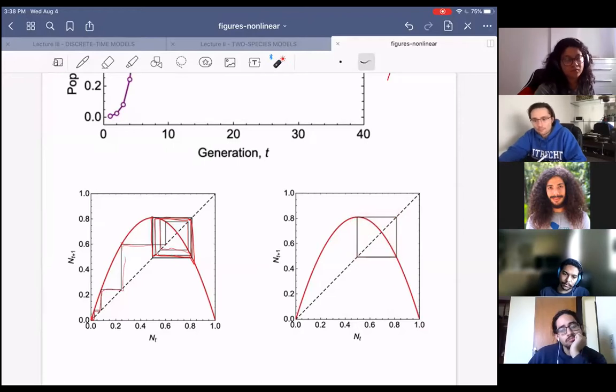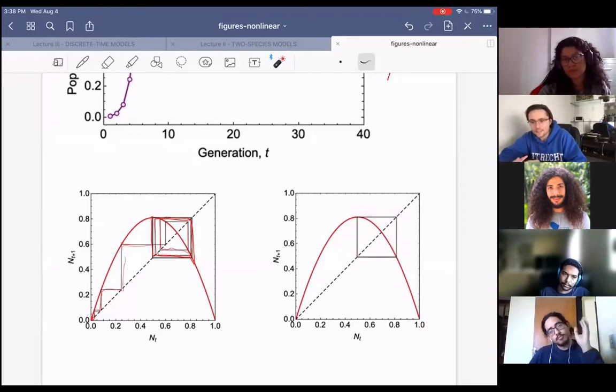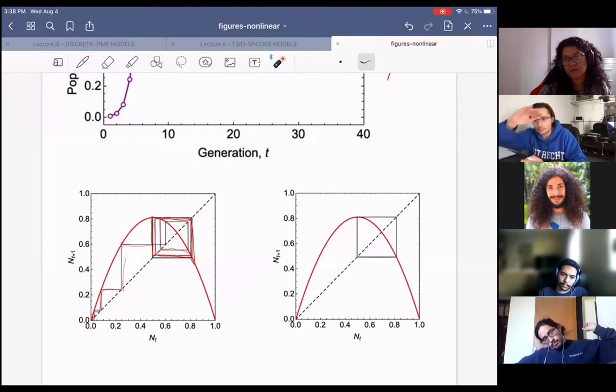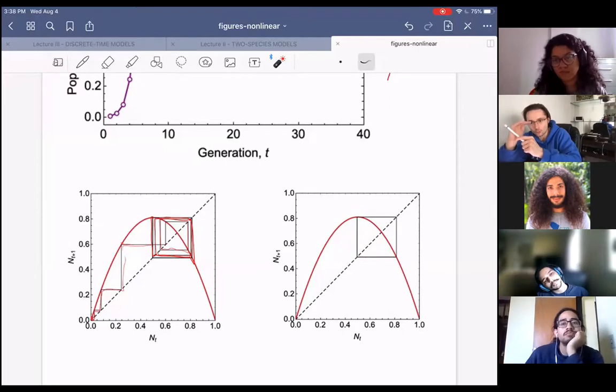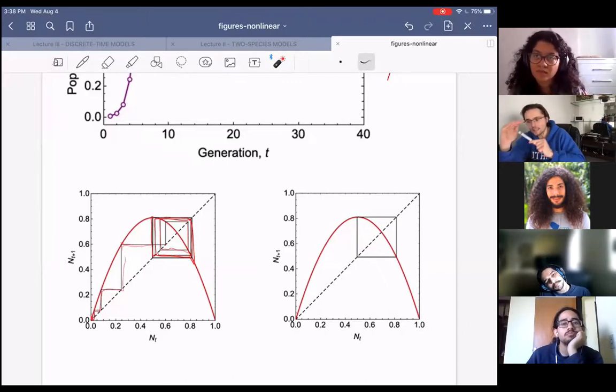And this is happening because you can understand this just with geometric arguments. The shape that the parabola has compared to the slope of the one-to-one line is such that I always hit the same 2 points in the parabola.